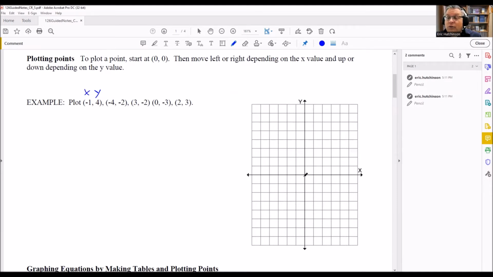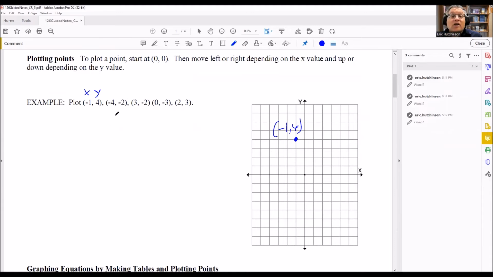Now that first point we're going to plot, we have -1 and 4. Since the X is negative, we're going to move 1 to the left, and then we're going to go up 4 units. So that would be right there, -1 comma 4. That's the first point we're plotting.